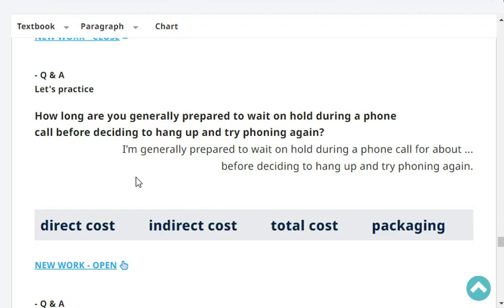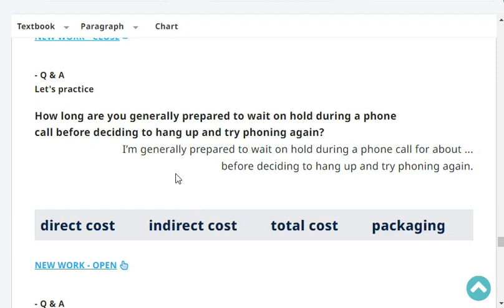I'm generally prepared to wait on hold during a phone call for about 5 seconds, before deciding to hang up and try phoning again. Okay, one more. I'm generally prepared to wait on hold during a phone call for about 5 seconds before deciding to hang up and try phoning again.